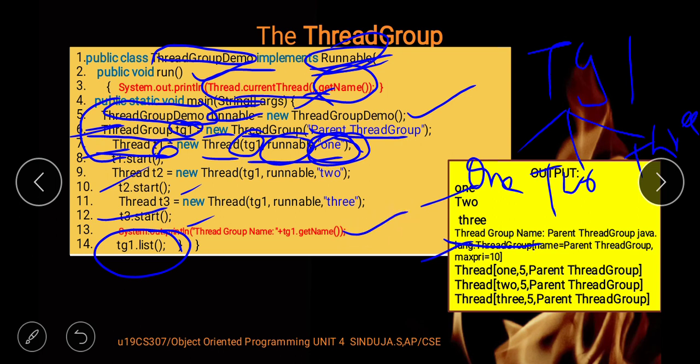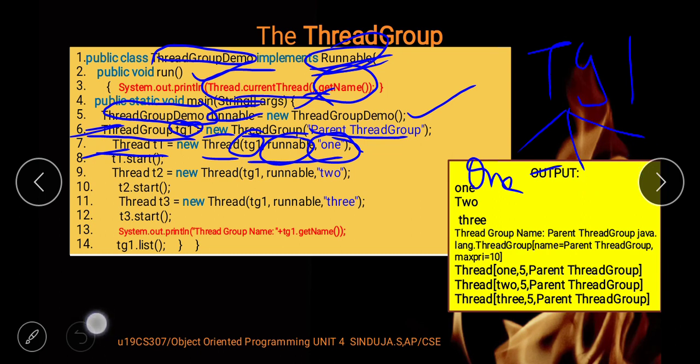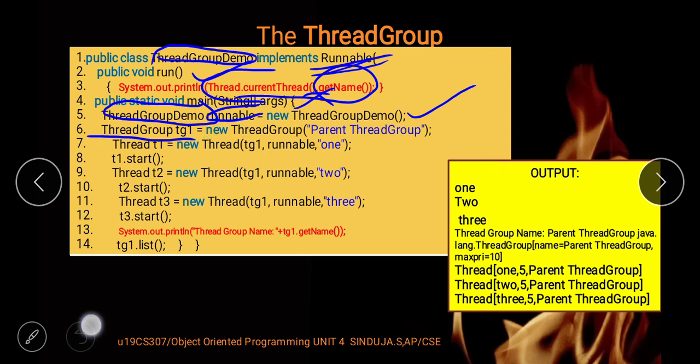I had a println statement for the thread group name. My thread group object is tg1, so tg1.getName gives the name of the group, which I have supplied as an argument to the parent thread group. If you see here, this is the group name, so that is printed here.